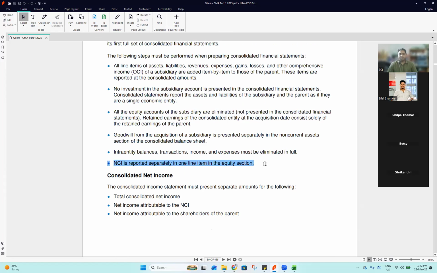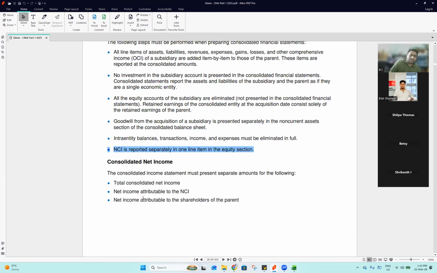Okay, now, consolidated net income. The consolidated income statement must present separate amounts of the following: the total consolidated net income, then net income attributable to the NCI, the non-controlling interest, and net income attributable to the shareholders of the parent company. Why? Because whatever amount we have shown in the balance sheet as non-controlling interest, this profit will go and add to the NCI, and this profit will go to add on our retained earnings. Clear?